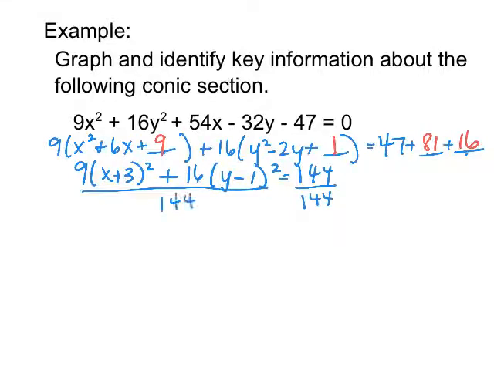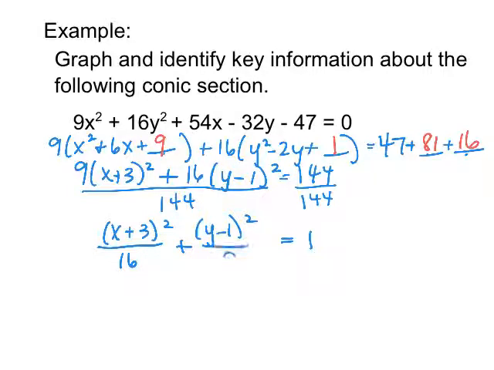And that indeed is forcing it to be equal to 1. And by doing that, I'll end up with the values for A squared and B squared, by finding 9 goes into 144 16 times, and 16 goes into 144 9 times. So this worked out very well. And now I have the equation of an ellipse.